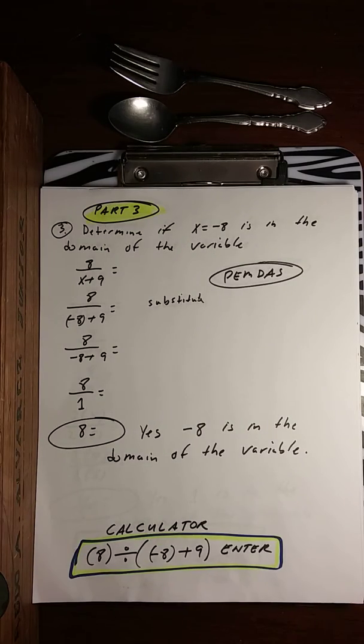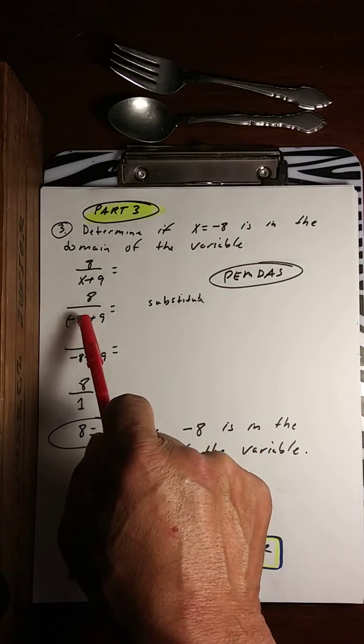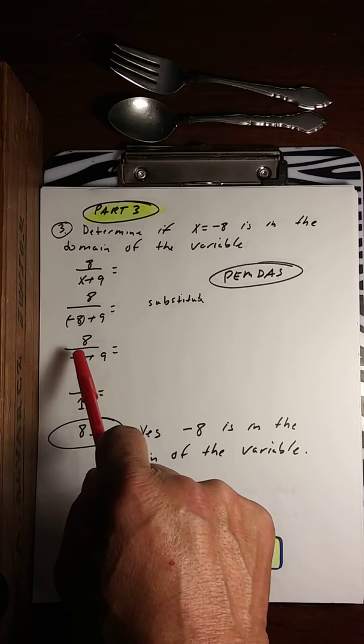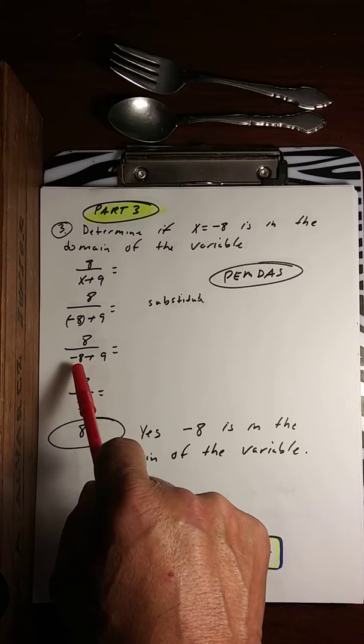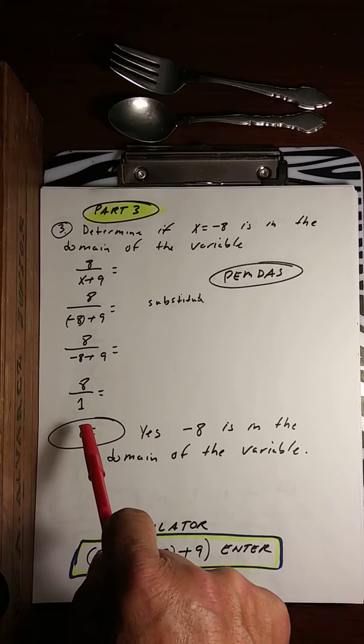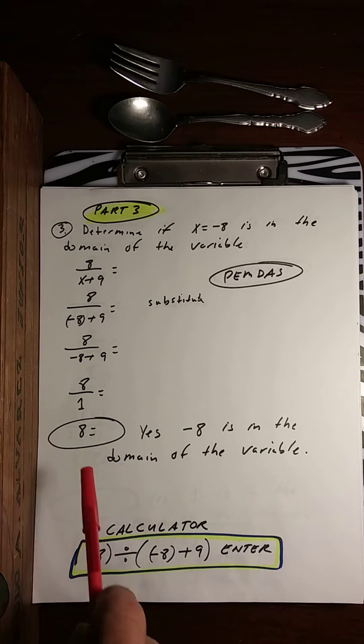Part 3. Determine if -8 is in the domain of the variable. Well, here's a formula. Put the number in there. 8 over -8 plus 9. Take the parentheses off. -8 plus 9 is 1. So 8 over 1. And that's going to be 8. So yes, -8 is in the domain of the variable.